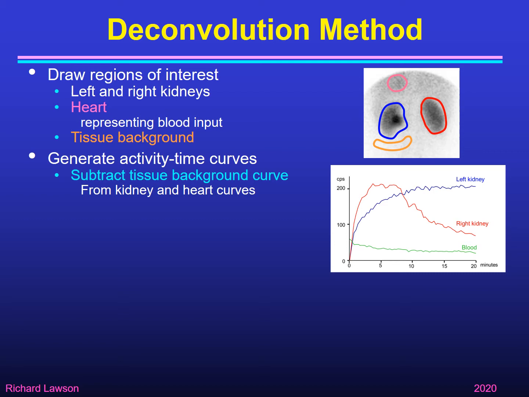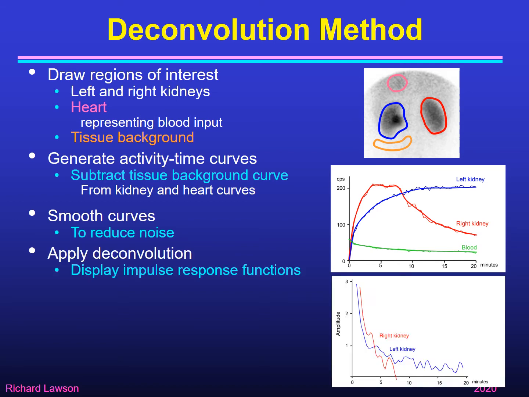However, for deconvolution, which is very sensitive to noise in the data, we will still need to smooth even these curves like this to get rid of even these small amount of wiggles. Otherwise, the noise will be amplified and the result will be meaningless. So smoothing is critical to this. Having got the smooth curves, we can apply deconvolution of the blood curve with the left kidney and the blood curve with the right kidney to give the impulse response functions for left and right kidney, which look something like this. I think it's important to display these response curves.